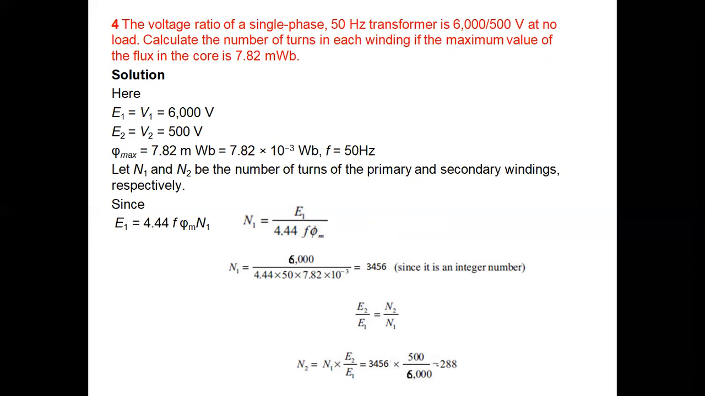And still N2 is required to be calculated. No need to go for further calculation in this way; simply by using the turns ratio we can find N2, the number of turns in the secondary, as 288. So likewise, transformation ratio, turns ratio and EMF formula can be used for different kinds of examples.